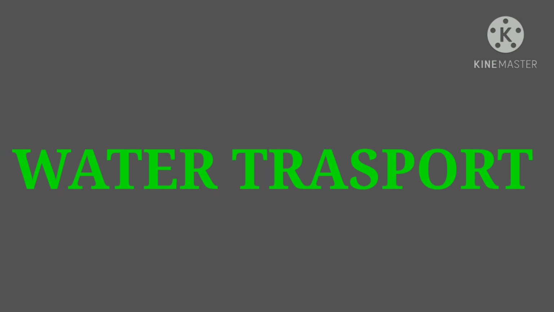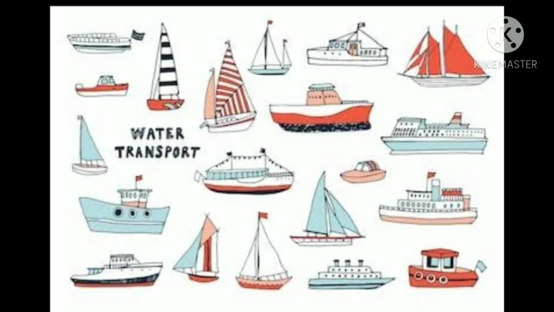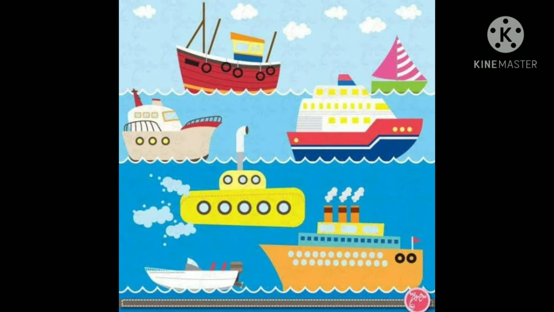Water transport. The means of transport used to travel on water are called water transport. Water transport is one of the cheaper means of transport used for transporting goods and people. As compared to land and air transport, water transport is much slower. Heavy and bulky goods can be easily transported by the ships.